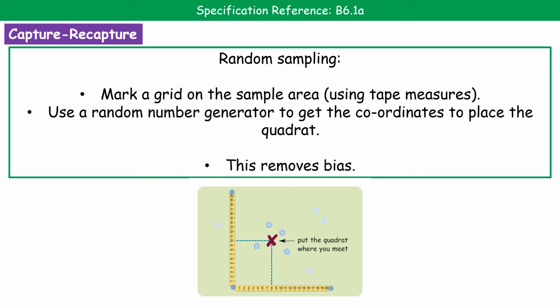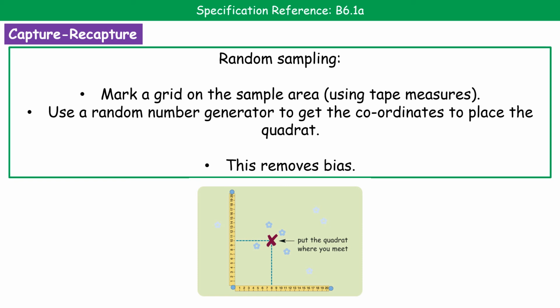You can use a random number generator then to give you a series of coordinates, and then what you're going to do is go out and place your quadrat at those random number generated coordinate places. You then count the plants in there, do it however many times that you did, multiply up to the total size of the field.